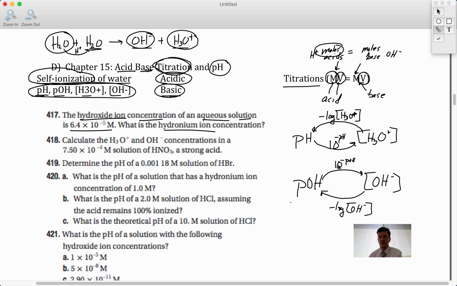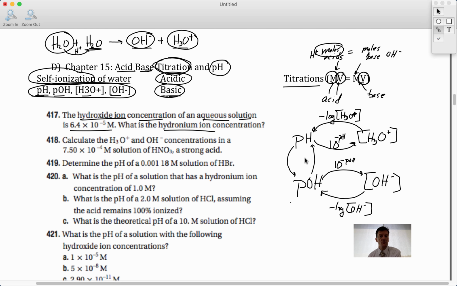Okay? So now we want to figure out how we go between pH and pOH. To go from pH to pOH, these two are always going to add up to 14 in an aqueous solution. So that's easy enough.